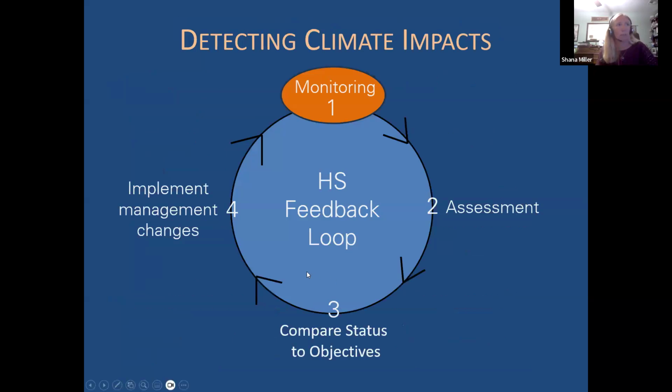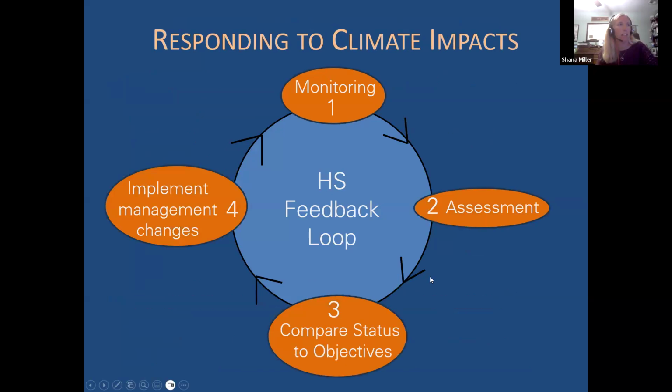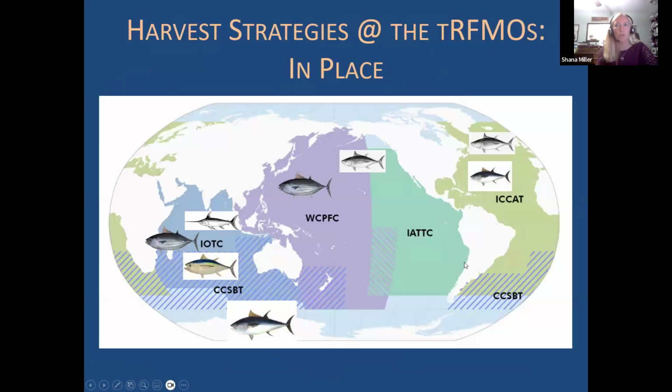I'm going to skip over this climate slide in the interest of time. It just shows how harvest strategies can be used to make fisheries management more climate smart, climate ready. But we'll get into where we are with development of harvest strategies, starting with tunas.